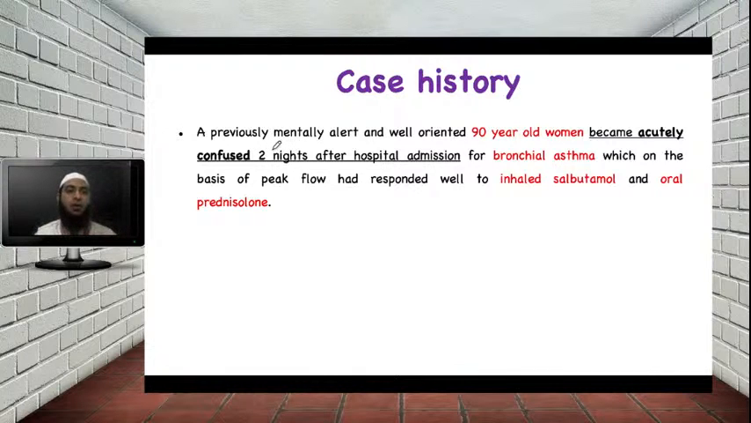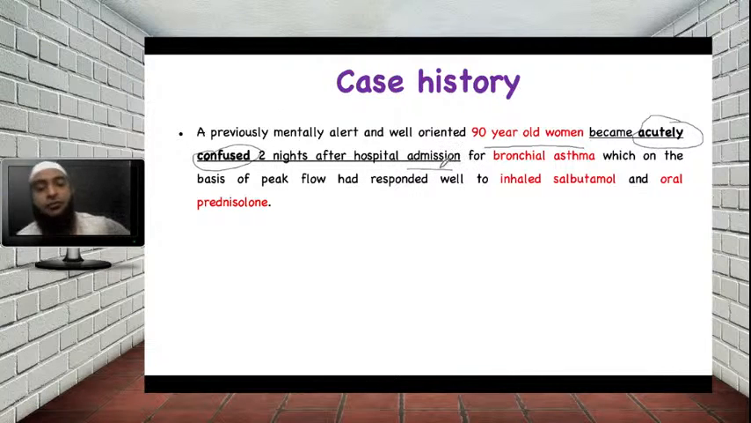Okay, a previously mentally alert and well-oriented 90-year-old woman, so the age is very high, became acutely confused. Suddenly her memory is affected. She suddenly became acutely confused 2 nights after hospital admission. So she was admitted for 2 nights in hospital, and after 2 nights she became acutely confused. Let's see what problems she was suffering from and what medicines were given.